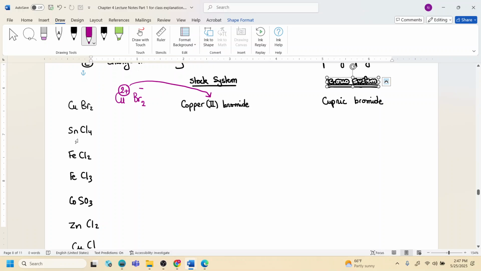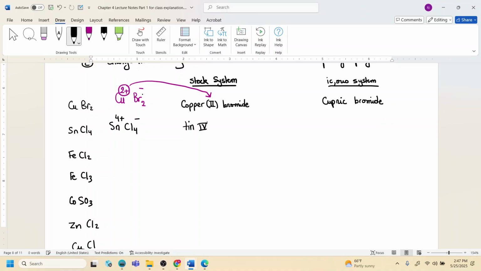So Sn is tin. So I'm going to name this as tin. And now I want to figure out the charge of the tin. I know that the chlorine is 1 negative, so this is 4 negative. Then the tin has to be 4 positive to balance it, so tin is going to be 4.